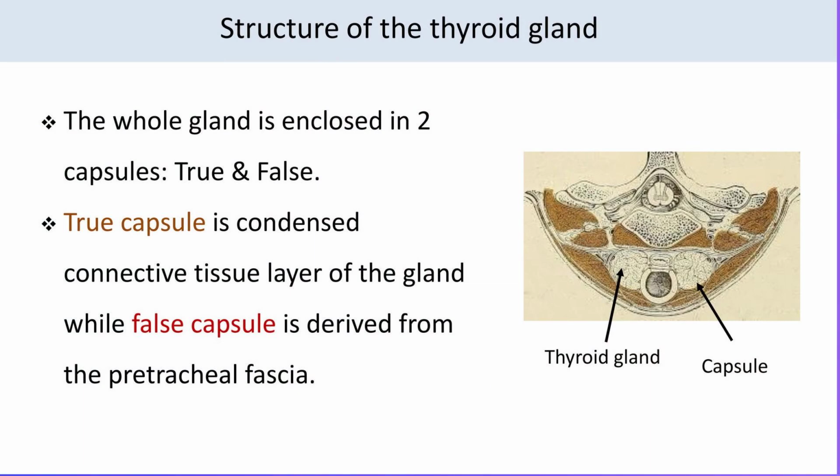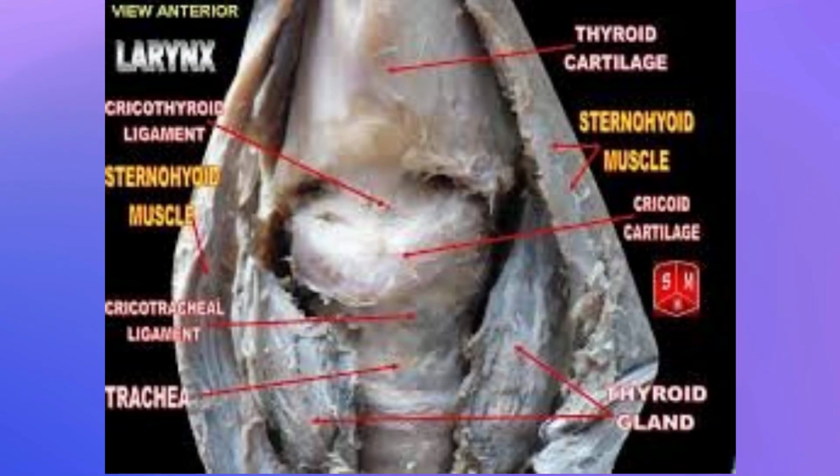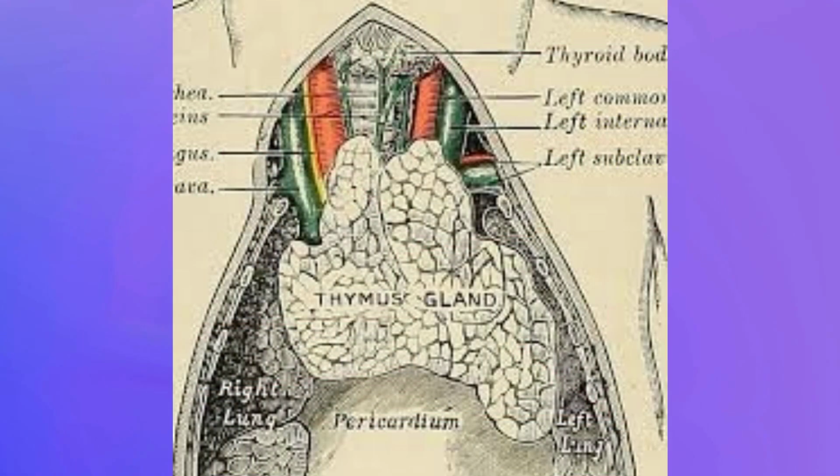A common misconception regarding the thyroid gland is that it is enclosed in two distinct capsules. While it is true that the gland appears to have two layers, it's important to clarify their nature. The true capsule is actually a condensed connective tissue layer that is an integral part of the gland itself, closely adhering to its surface.